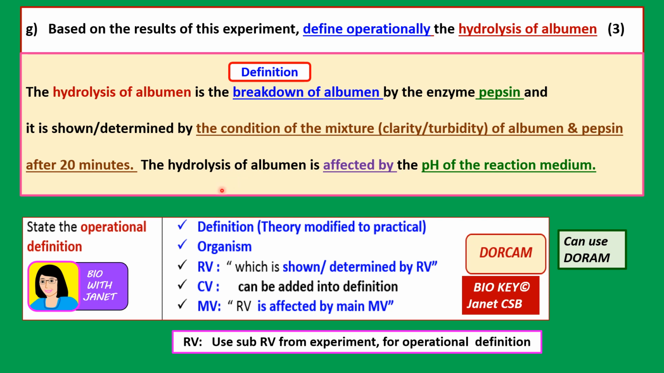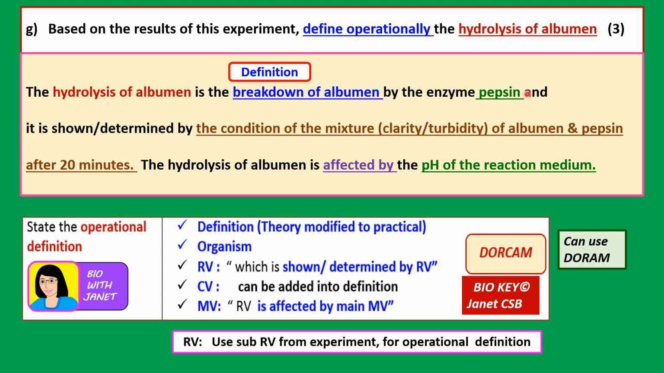Okay, so let's see whether all the components are here. The hydrolysis of albumin, so you must start with the term that is being asked. You must start with the words the hydrolysis of albumin as stated here. So the hydrolysis of albumin is the breakdown of albumin. Hydrolysis means the digestion or breakdown of albumin, correct? So that's the basic definition.